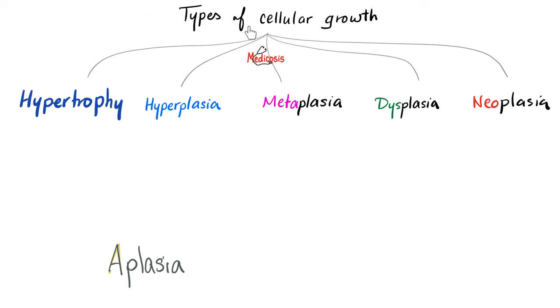What is cancer? Well, back to basics. There are many types of cellular growth. There is hypertrophy, hyperplasia, metaplasia, dysplasia, and neoplasia. What if the cell is not growing? Aplasia. A means no, plasia means growth. Plasia means growth, hence plastic surgery, if you wish to make some parts grow or shrink.